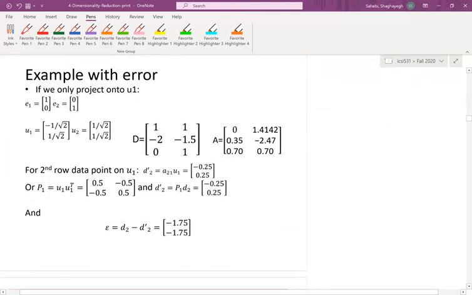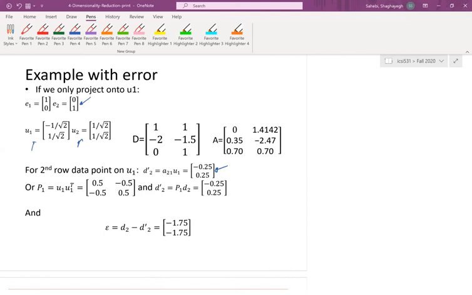So let's see an example here. Again, we have seen this is our D data matrix, and these two are our original basis vectors, which are the standard basis vectors. We have seen that we can project onto u1 and u2. Now, consider that we are only projecting on u1 and we are not projecting on u2. If we only project on u1, then our new second row data is going to be equivalent to this vector, minus 0.25 and 0.25.